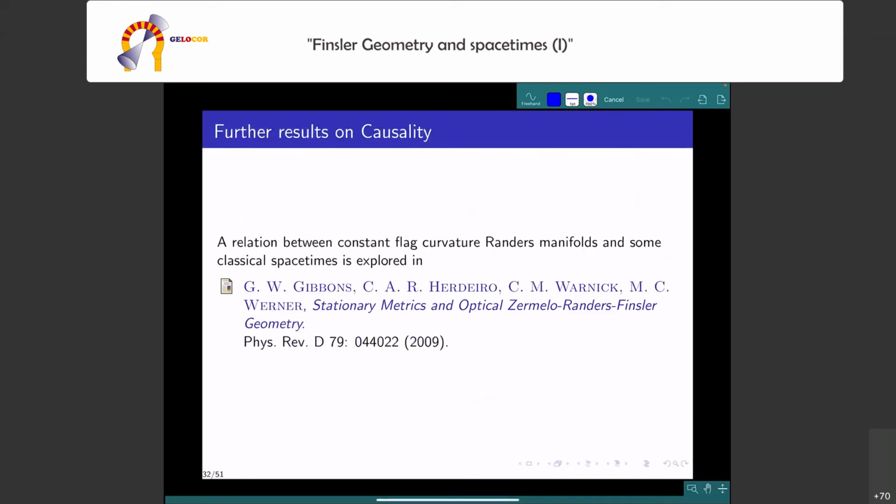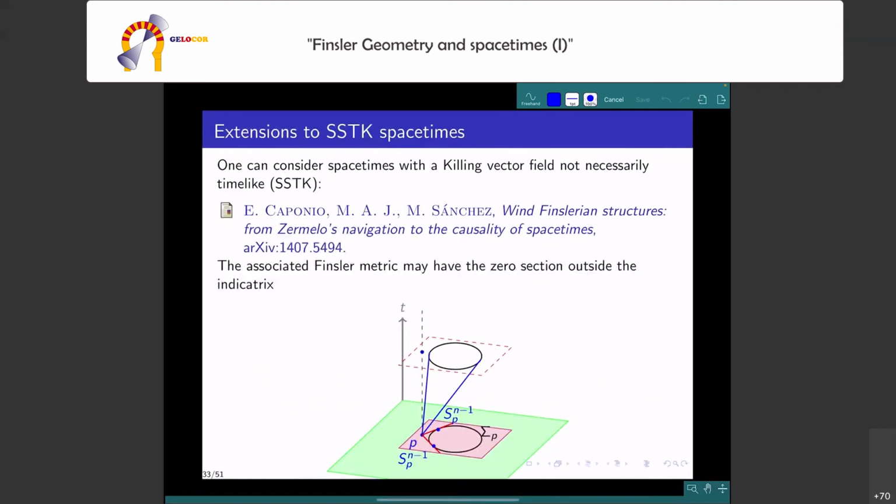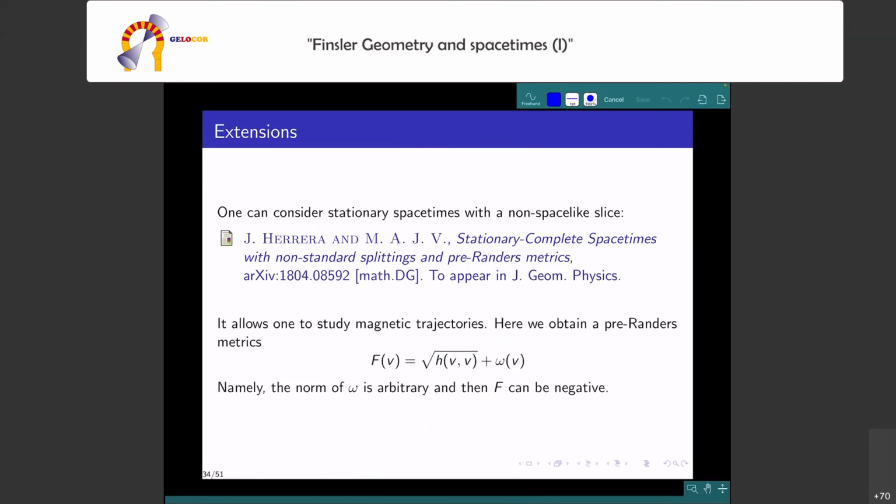Okay, so there are more results about causality. For example, Gibbons, Warnick, and Werner in 2009 related Randers manifolds with some classical spacetimes. There are some extensions to the case in which you have a Killing vector field, but it's not time-like. This is a paper in collaboration with Erasmo Caponio and Miguel Sanchez. You can also consider stationary spacetimes such that the slice is non-space-like, and in such a case, this is a paper in collaboration with Jonathan Herrera, one of the organizers.